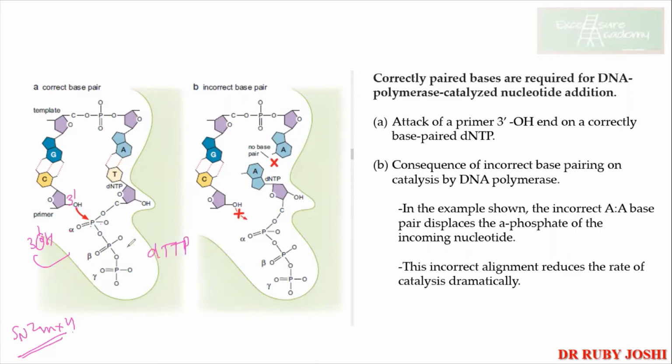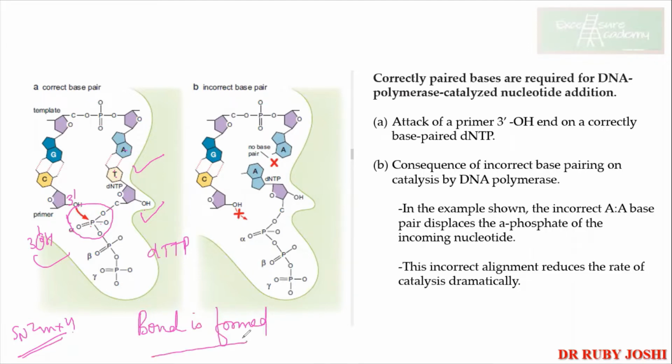dTTP to sit in the pocket. Can you see it? It is able to form. So first what happens is, first they make the base pairing. Okay, so A against T base pairing has happened, correct. Now, because of this correct base pairing, the OH of this ribose of the incoming dNTP is able to sit in the pocket, correct. Then only the 3-OH is able to attack at the alpha phosphate. Then your bond is formed.